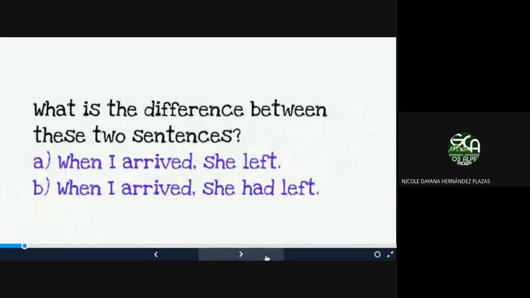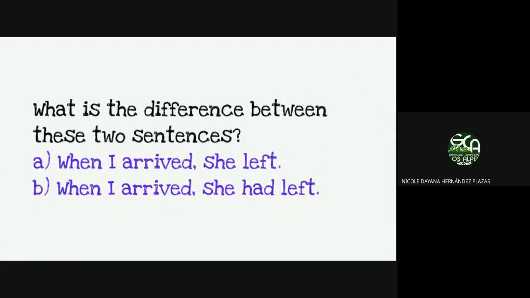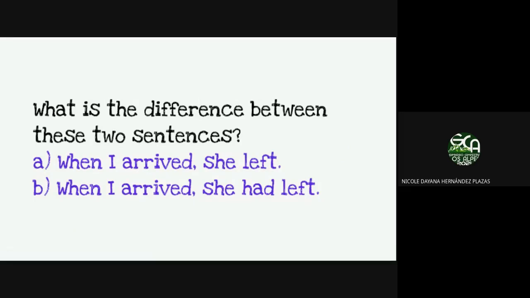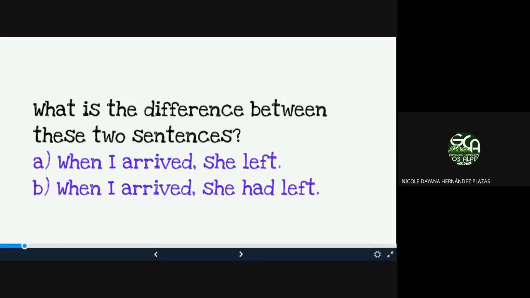So let's begin with this sentence. I am going to ask Jose, baby, can you please help me reading this slide? Yes, sir. What's the difference between these two sentences? A. When I arrived, she left. B. When I arrived, she had left. So, babies, thank you, Jose. What's the difference between those two sentences?